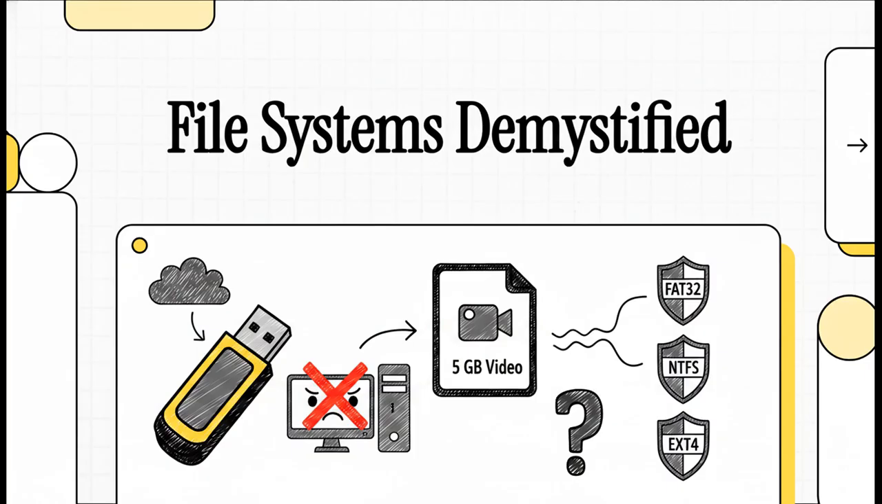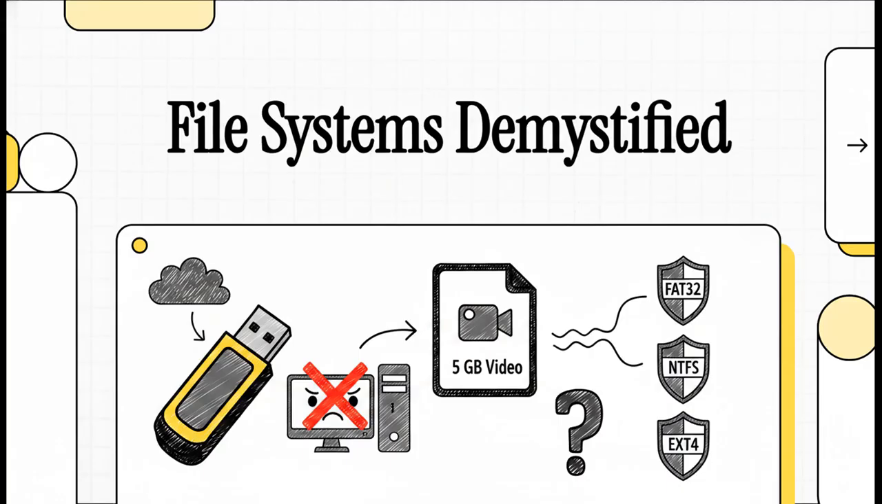So it's a frustration we've literally all run into. You've got a brand new massive USB drive with 100 gigabytes of free space. You try to copy a single high-definition 5 gigabyte video file onto it, and your computer just completely blocks you, saying the file is too large. It's incredibly frustrating, right? I mean, the space is obviously there, so what exactly is going on?